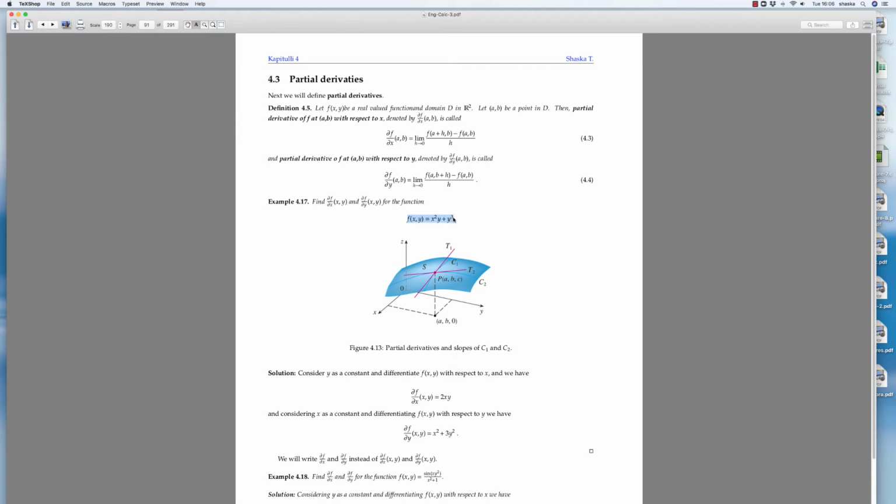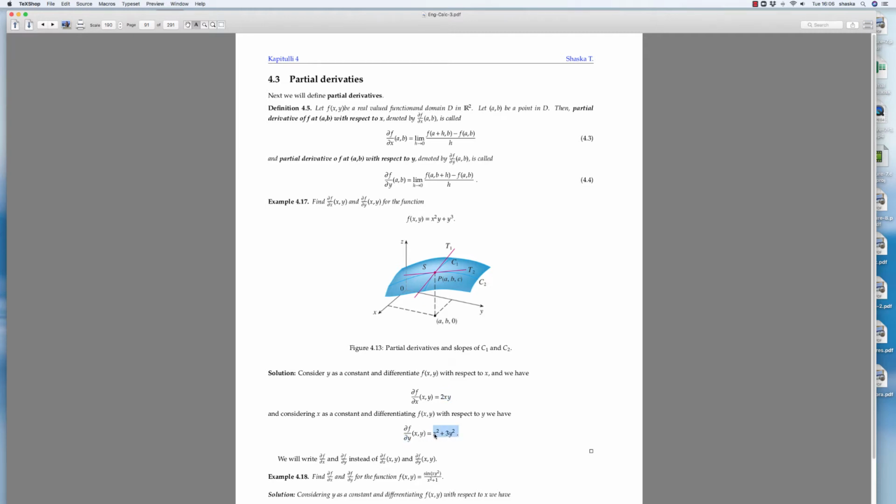Since it is the same definition as in calculus 1, but with a variable x or y, to find such partials it's actually very easy. All you have to do is differentiate with respect to that variable. Let's look at this function, x squared y plus y cubed. If I want to find the partial of this with respect to x, you consider x to be the variable and y just a constant, and then the derivative will be 2xy plus, well, the derivative of y cubed is 0 because y is a constant.